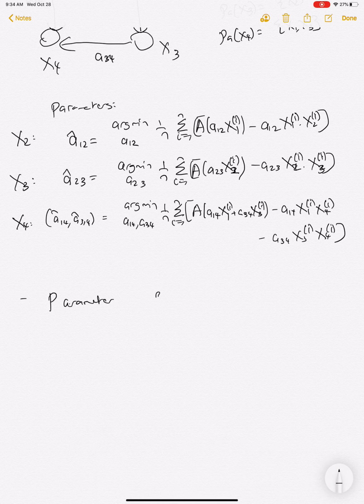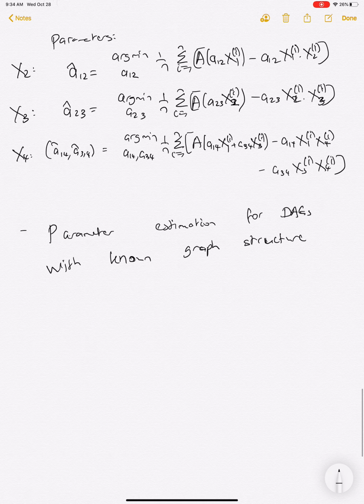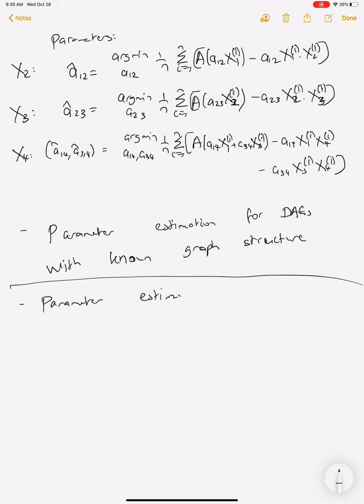So it's the parameter estimation for DAGs with known graph structure. Okay, so now let's look at parameter estimation for undirected graphs.